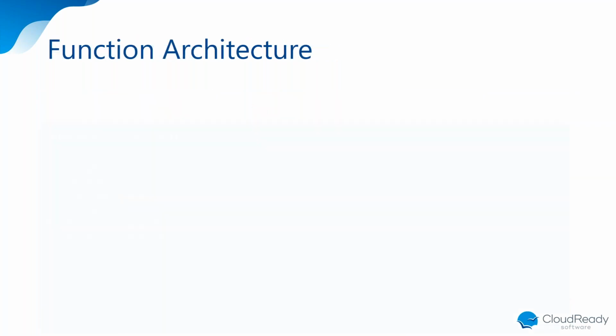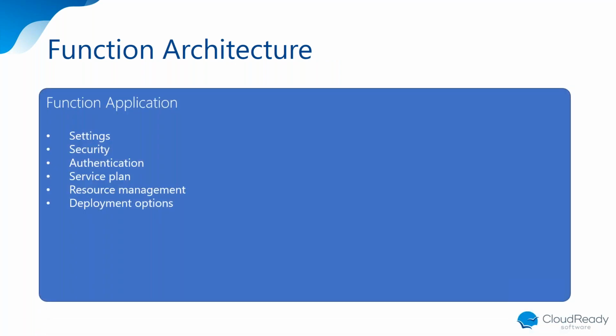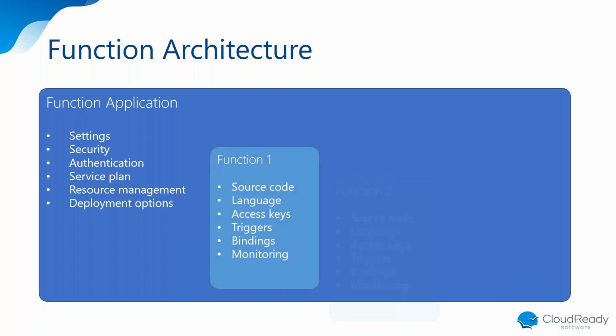Let's take a look a little bit at the function architecture. What do functions comprise and how do we actually build them? On the first level, we have a function application. The function application is in charge of the most important areas, such as configuring how it will behave, setting up security and authentication, defining service plans. It's in charge of resource management, of deployment automation, etc. To start with Azure Functions, you first have to have a function application. And then once you have a function application, you can start creating your functions.